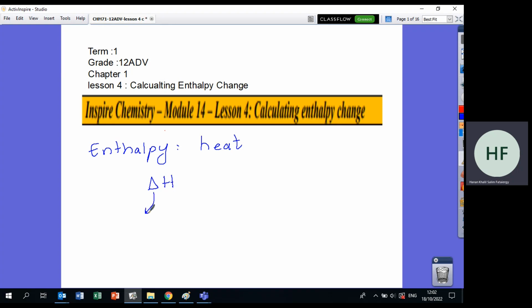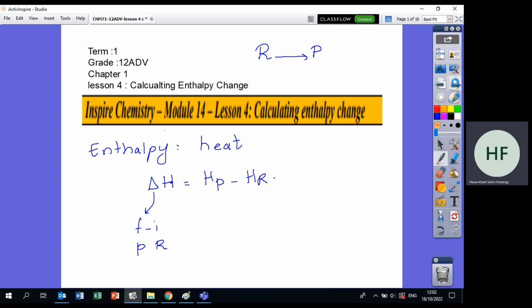And as you know, whenever you see delta, this is final minus initial. In chemistry, if we have a reaction going from reactants to products, the final is products and the initial is reactants. So here delta H will be H final, or H products, minus H initial, or H reactants. So this is the way to calculate delta H in today's lesson.